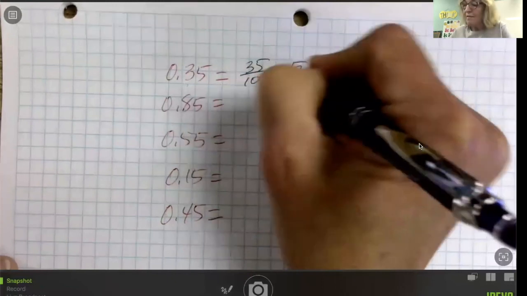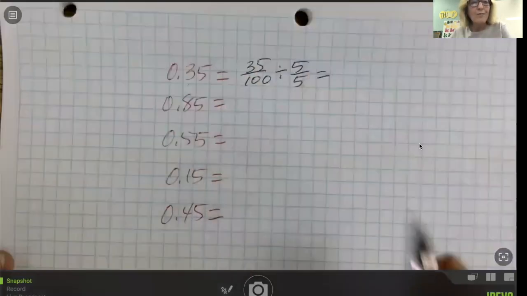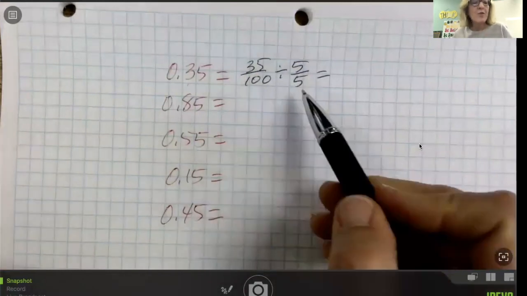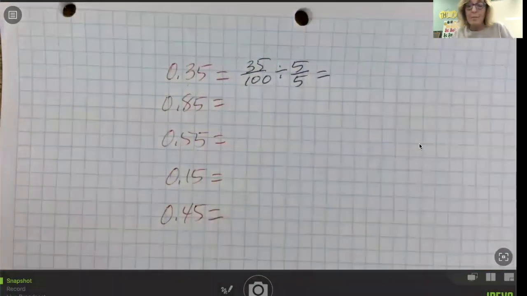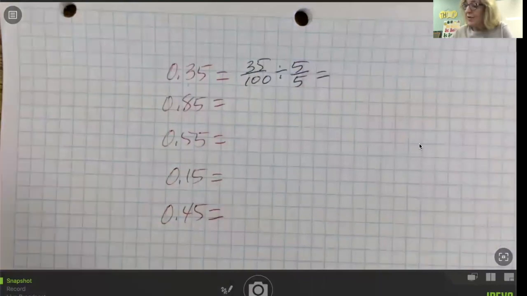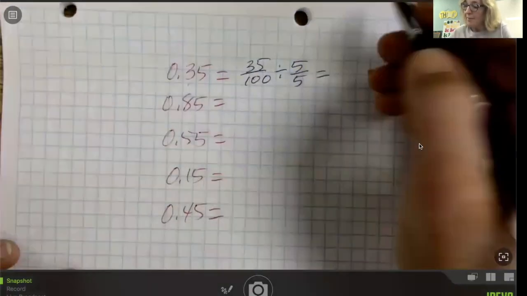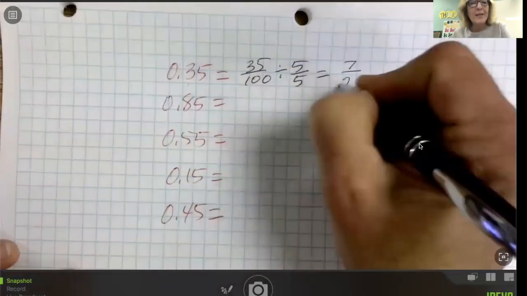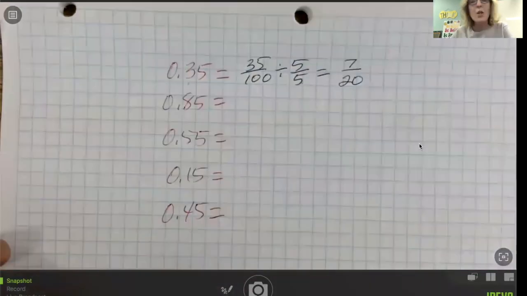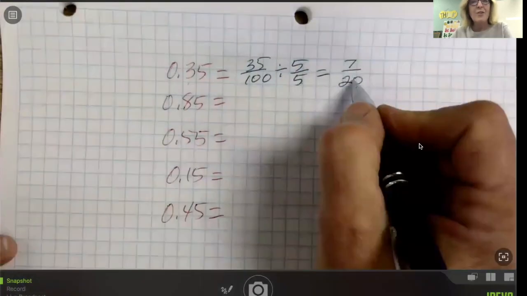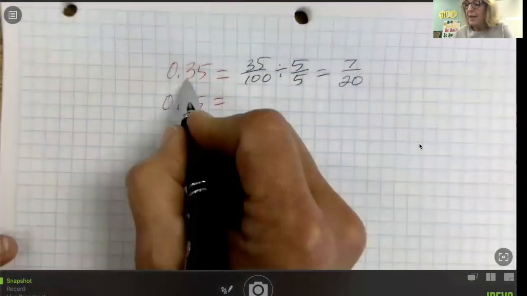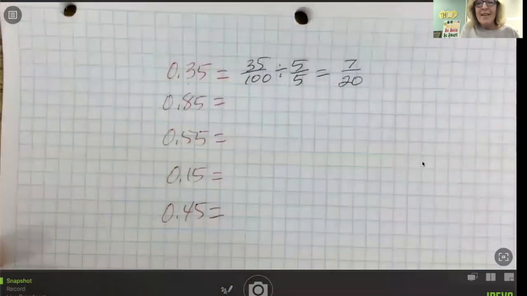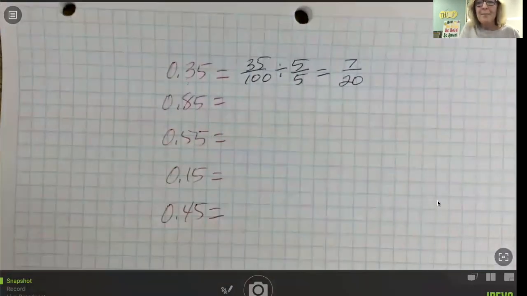So really 5/5 is the same as 1 whole. So we're dividing 35 hundredths by 1, which is still going to equal 35 hundredths. It's just going to take a different form. So we're going to divide the numerator and denominator. 35 divided by 5 is 7, and 100 divided by 5 is 20. And so 7/20ths would be the simplified fraction equivalent to 35 hundredths in decimal form. All right, try that now with the next 4 decimal numbers, and then come back and check your work.